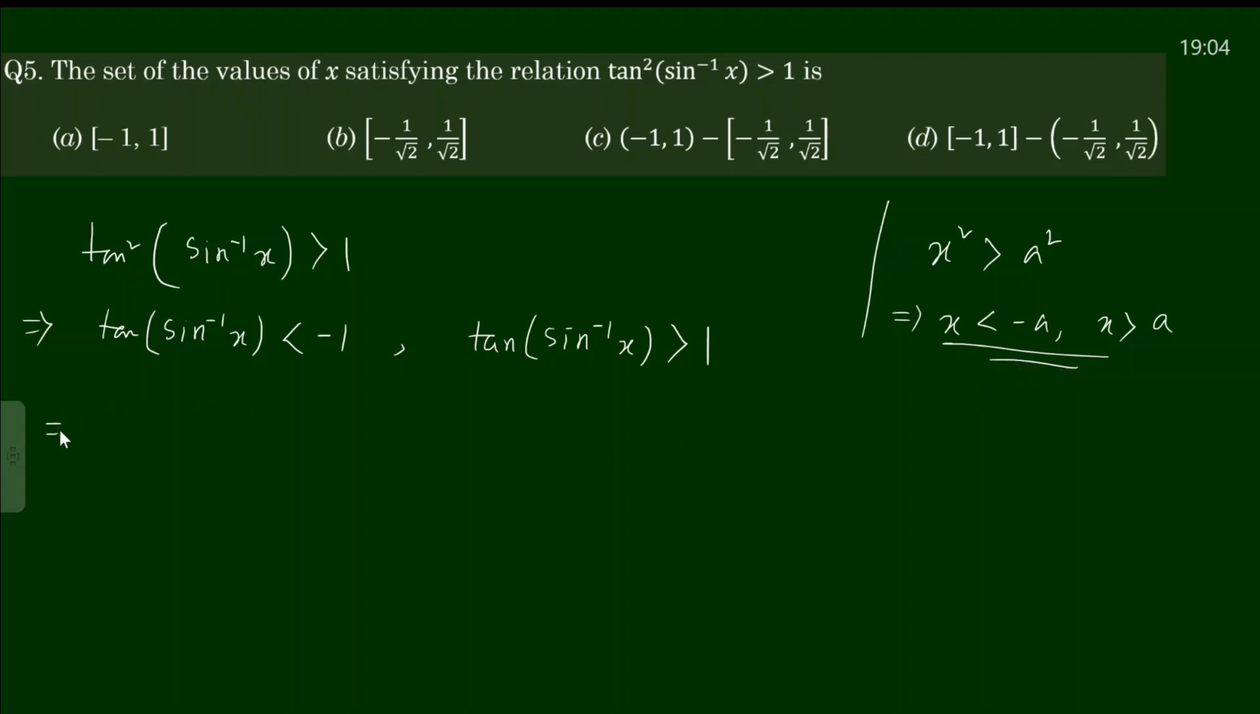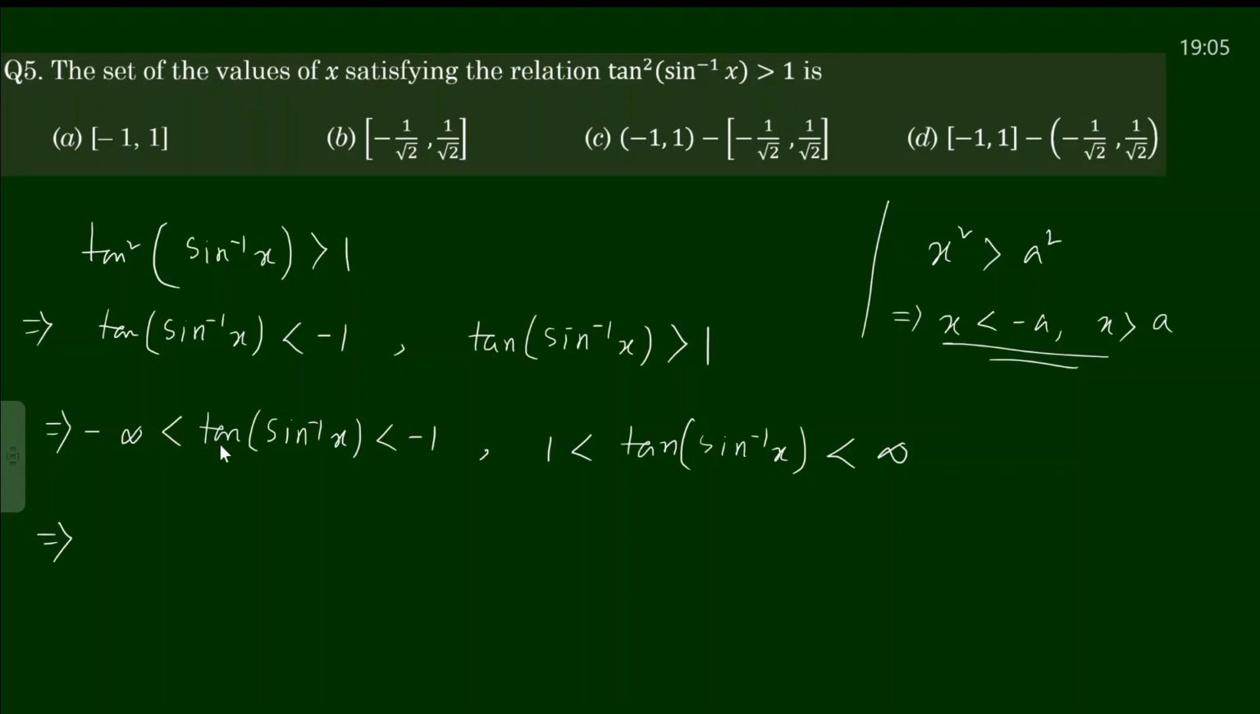And so this implies the tan function is an increasing function. Before that, you can write it in this way also: less than minus 1 means it will go to the negative infinity side. So minus infinity is less than tan of sine inverse of x, which is less than minus 1. And the second relation, tan of sine inverse of x is greater than 1, where 1 remains here and it will go up to positive infinity. We already know that the tan function and tan inverse are increasing functions.